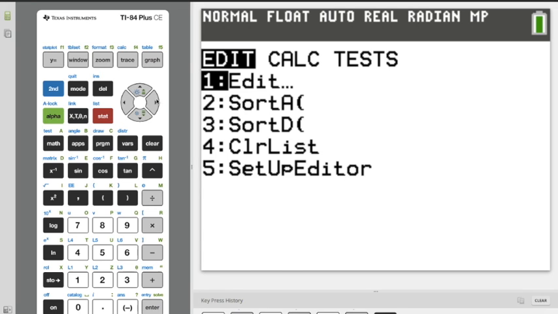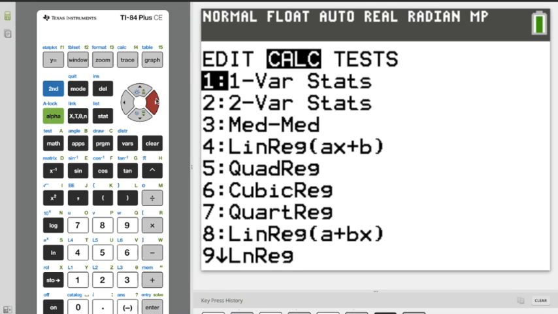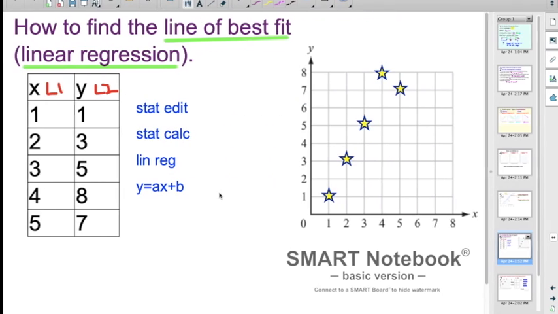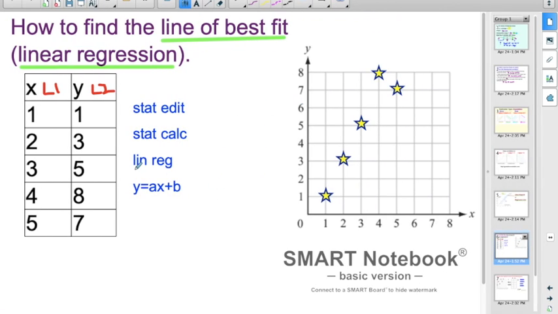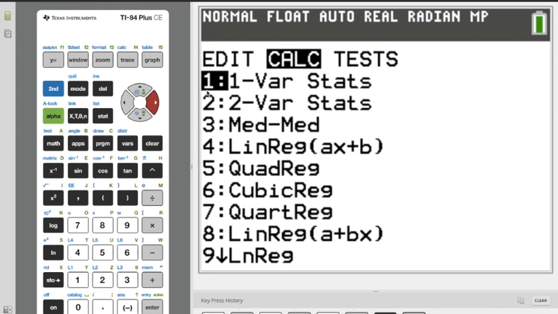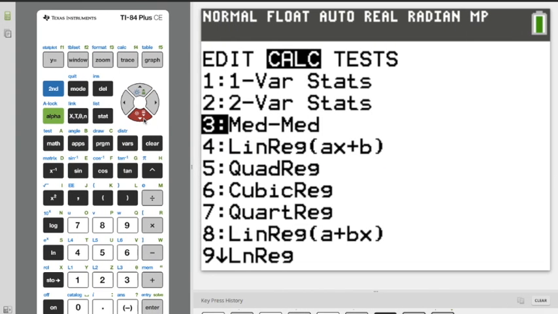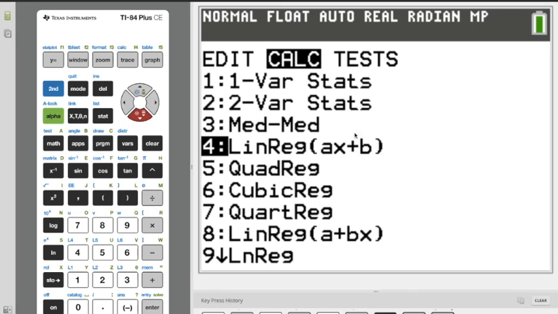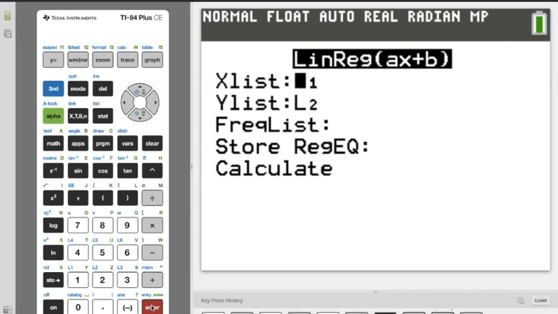Then you're going to want to go over to Calc. And you look at the options. Which one do you see that you would think we would want for linear regression? Well, we're going to want LinReg. And that is the fourth option down. This one right here. Hit Enter. And then go all the way down to Calculate.